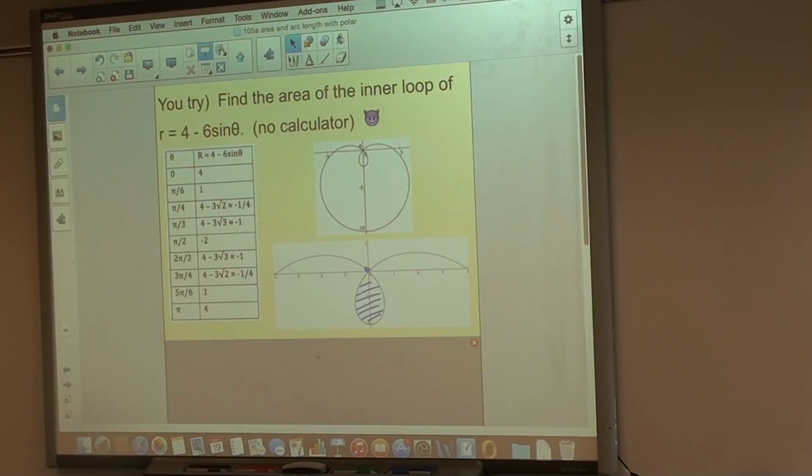Do you get arcsine? No calculators. You don't have to figure out the actual angle, you can leave it in terms of arcsine. Okay, good.